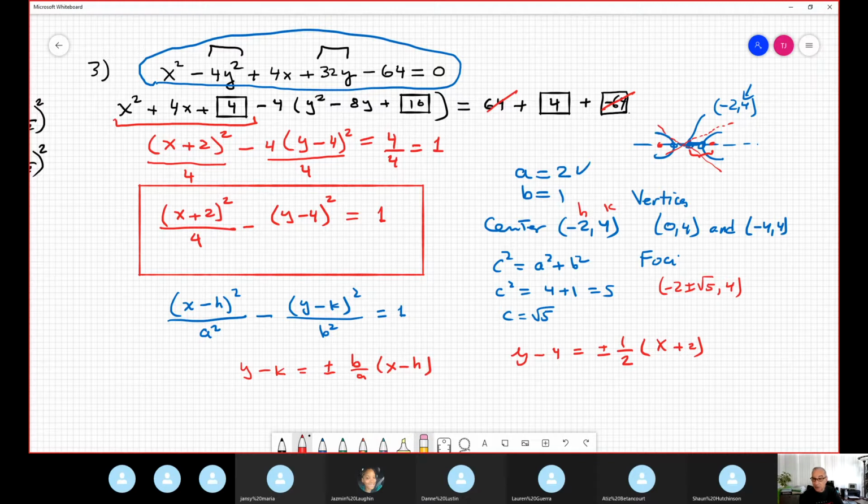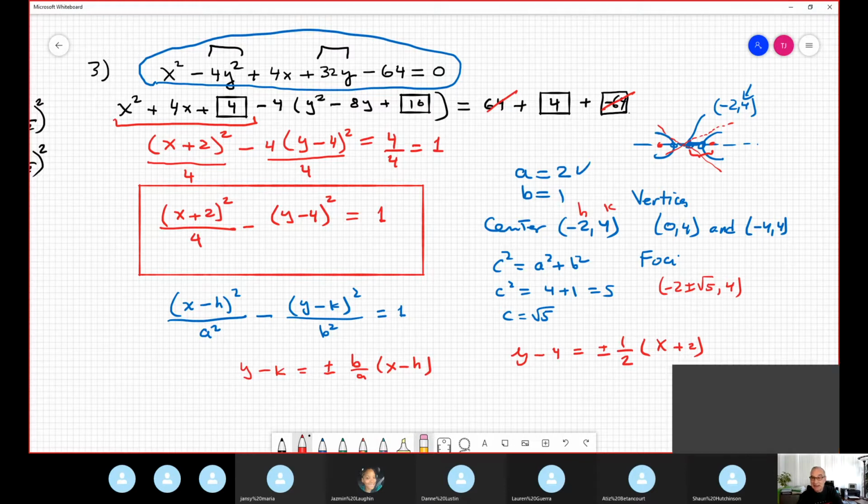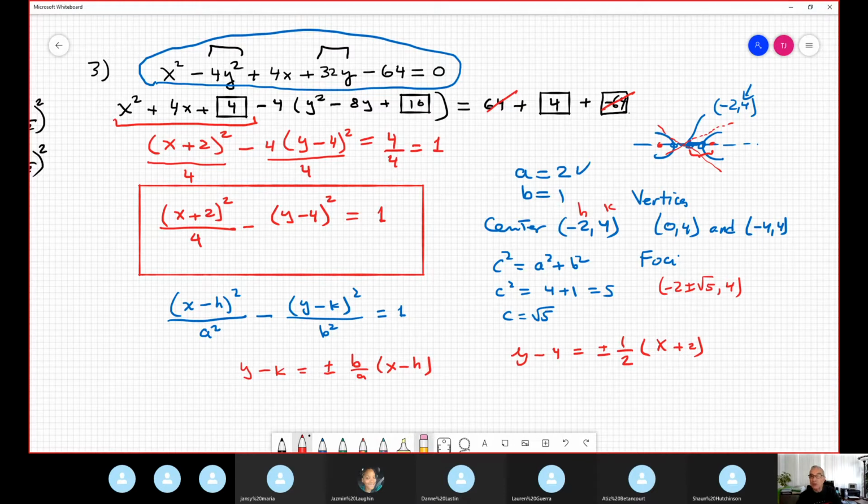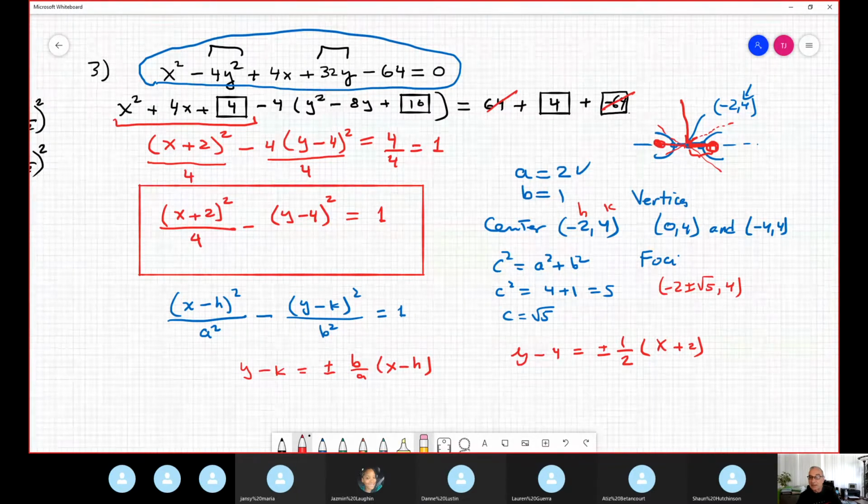How do you find the foci? Okay, the foci, from the center, you move because the foci is a point that lies in the transversal axis at the distance c from the center. Make sense? Answer me, yes or no?